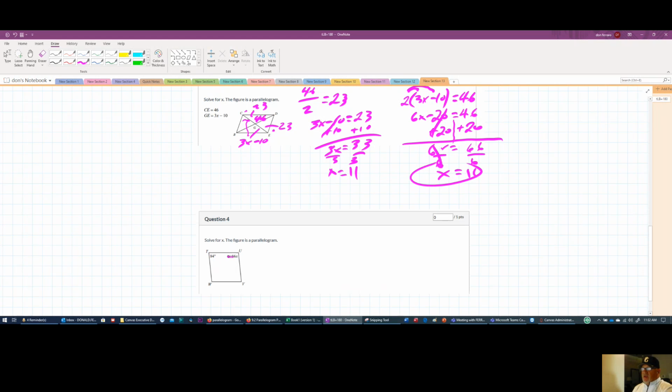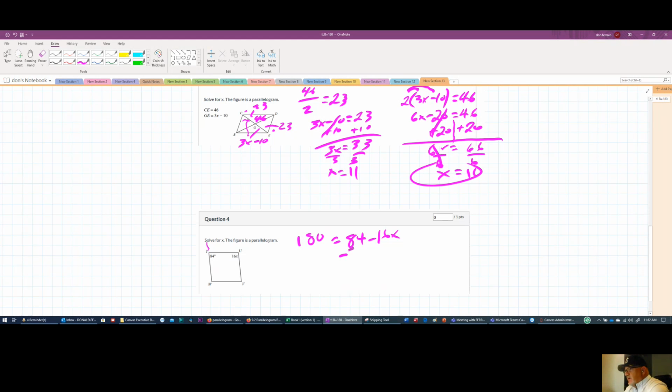And if you look at that, you've got a straight line. And if I extended these out, we went through this as far as what are equal. But anyway, these two angles add up to 180. So I've got 180 equals 84 plus 16x.